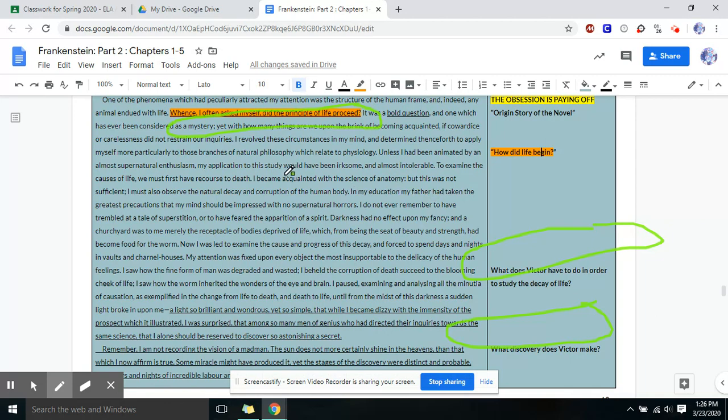Now, this is the tricky part for him, right? "To examine the causes of life, we must first have recourse to death," which means in order to understand life, he's got to also understand death, right? It wasn't too dark or scary for him, but he did have to do a lot of things. He had to spend days and nights in vaults and charnel houses. This is essentially graves.